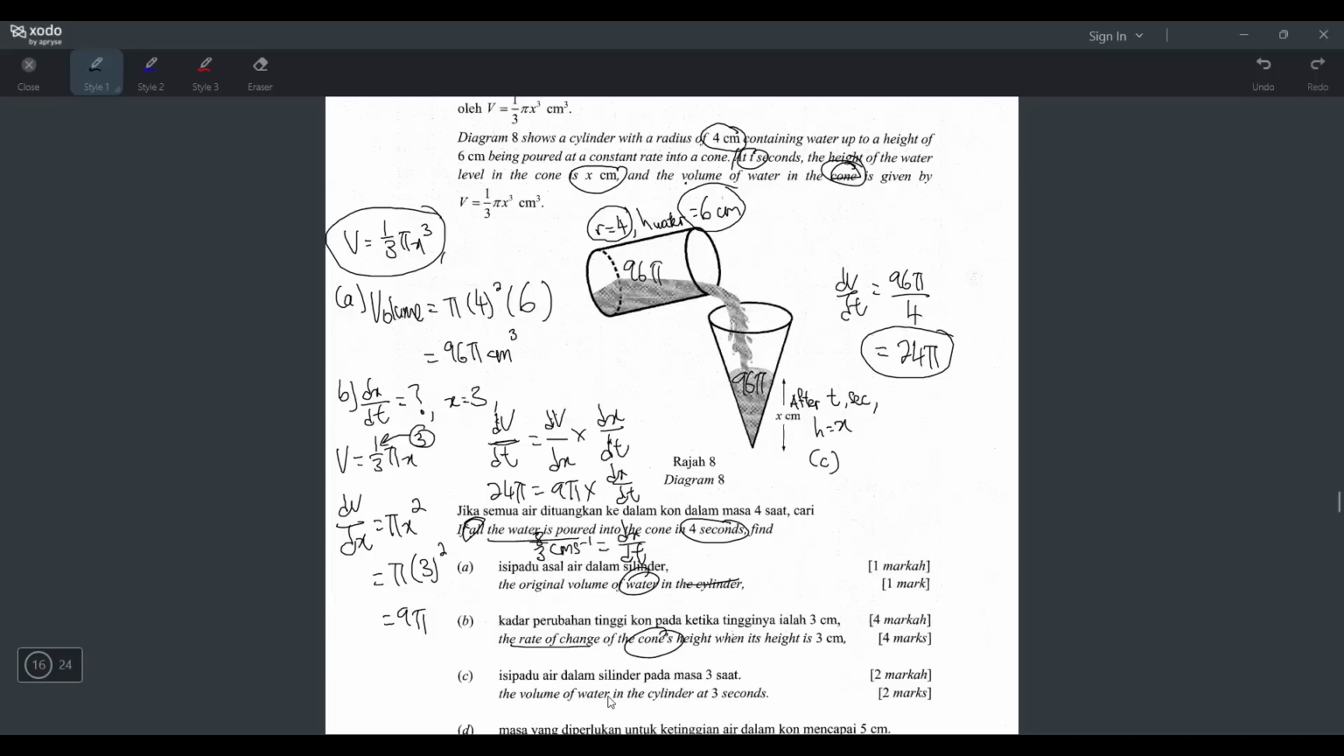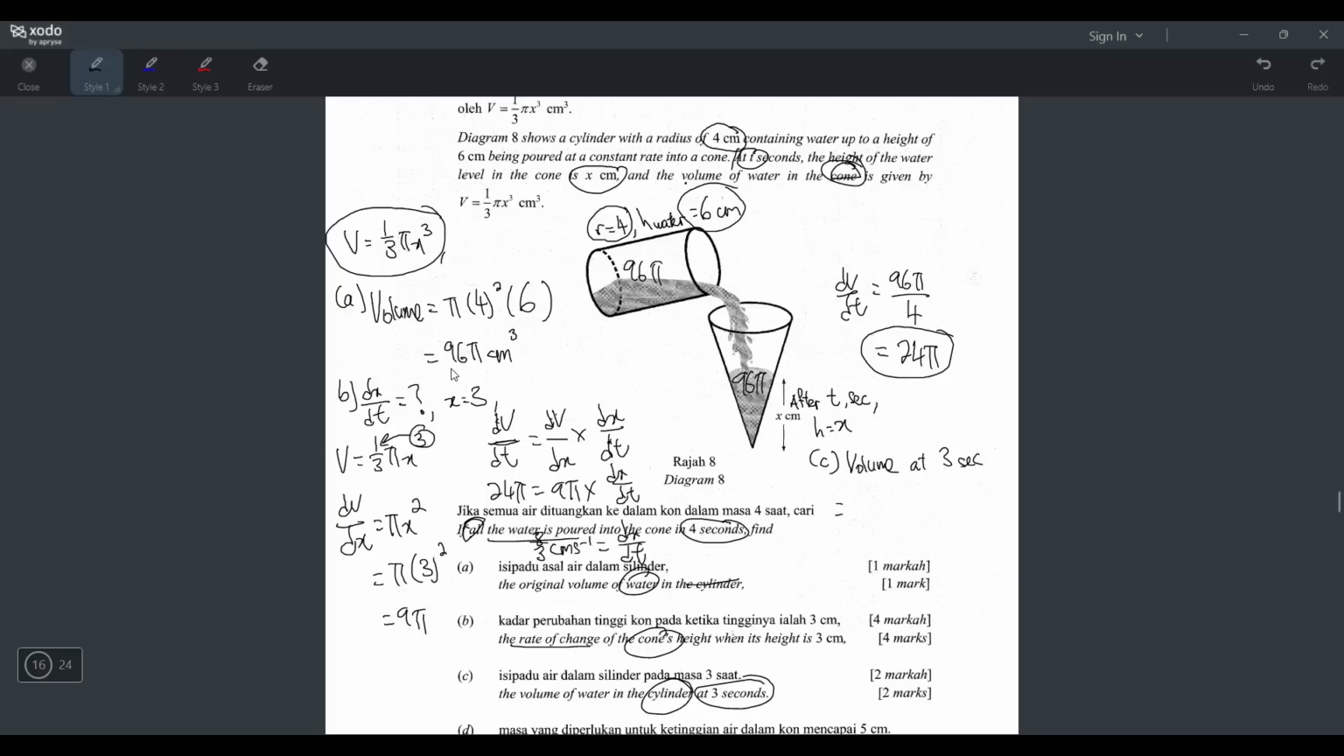Okay, let's do part C here. C says find the volume of water in the cylinder at 3 seconds. Okay, I'll just write here volume at 3 seconds. Let's follow how they ask here. Volume at 3 seconds. But it's the volume of cone, not the volume of cylinder. Okay, volume of cylinder. Sorry. Volume of cylinder at 3 seconds.